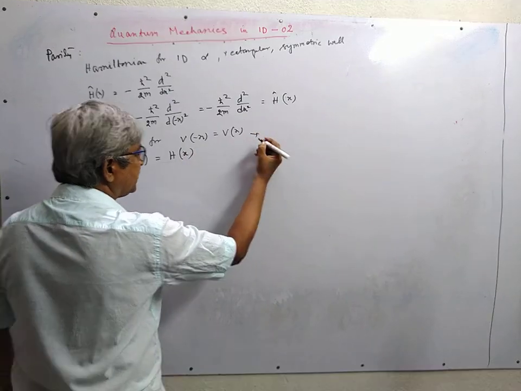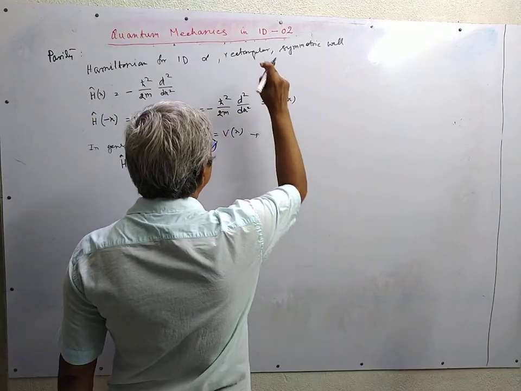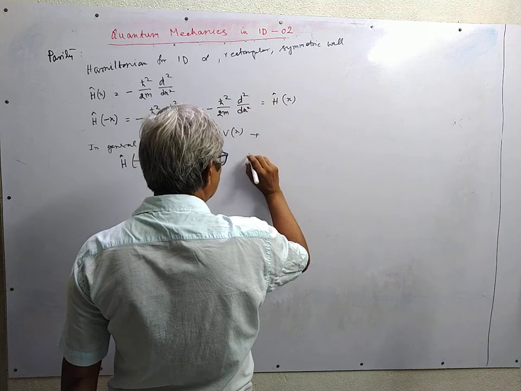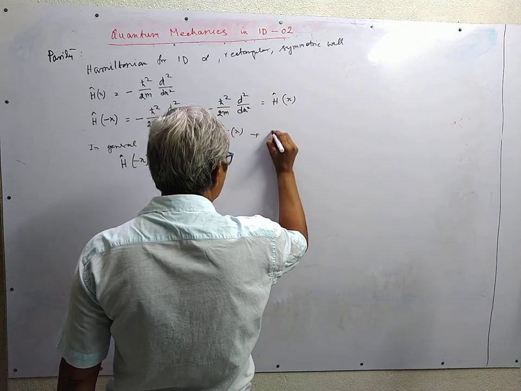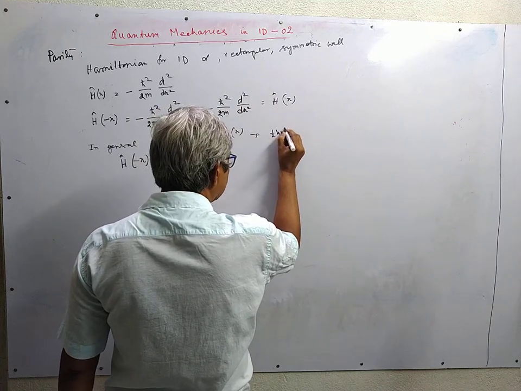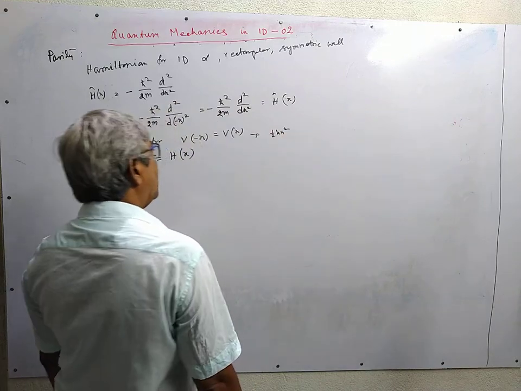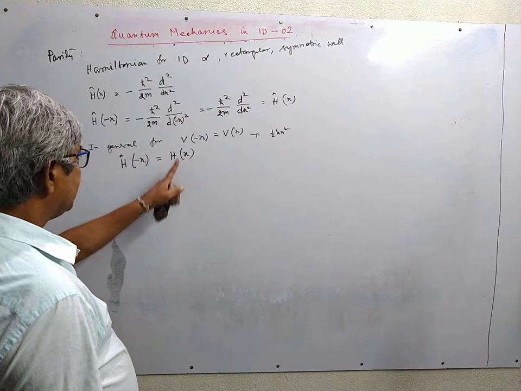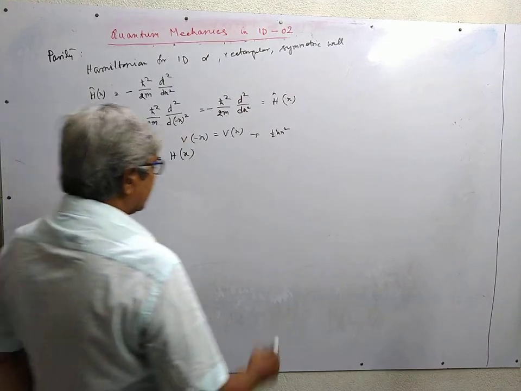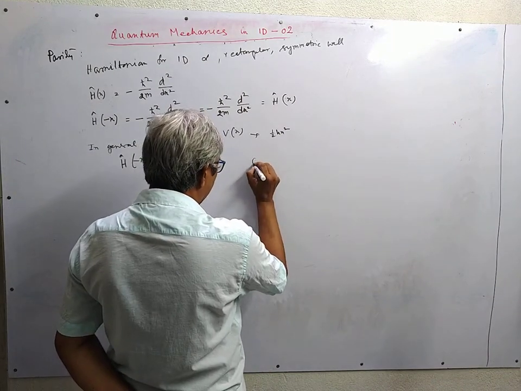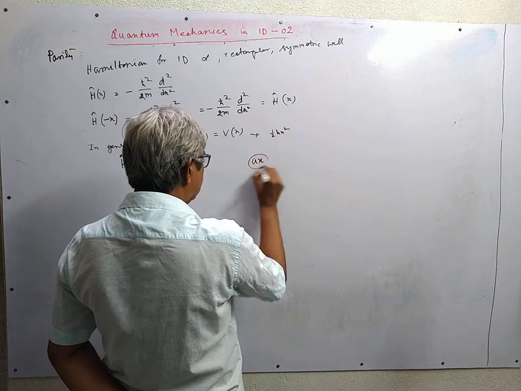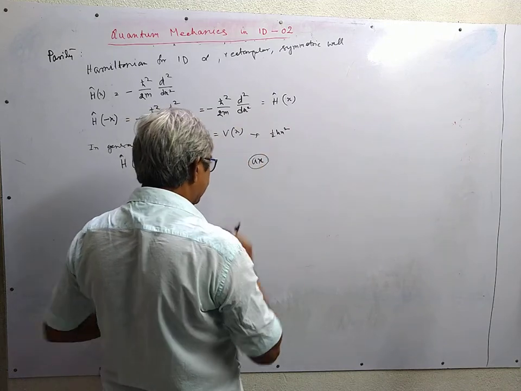Examples of such potentials are the zero potential or a constant potential, or in general, half k x squared, the harmonic oscillator potential. Such potentials have this property. But on the other hand, if we have a potential of the form a x, this does not belong to this category.